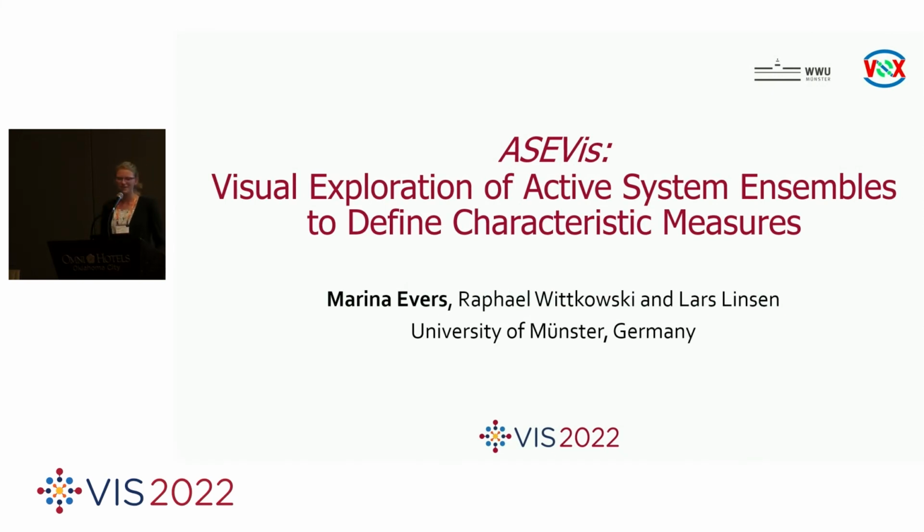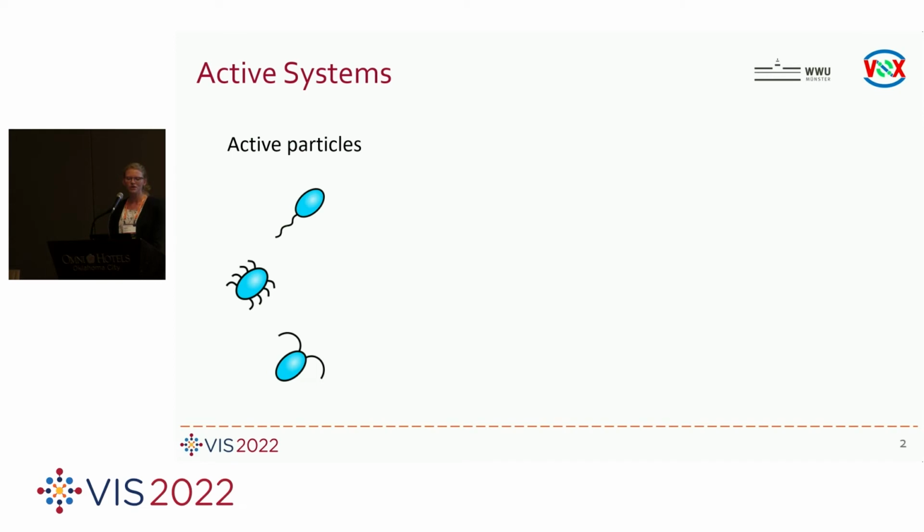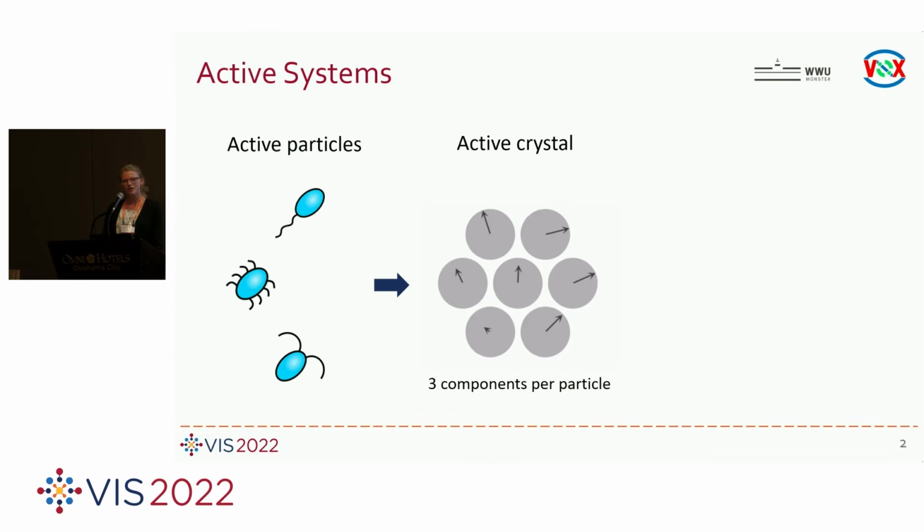Hi, I'm Marina Evers, and I will present our approach ASIVIS for the visual exploration of active system ensembles to define characteristic measures. So let's first look into what active systems are. Active particles are particles that can take energy from their surroundings and use it to propel themselves. One example is bacteria. If those active particles are then fixed in their positions on a crystalline grid, we obtain an active crystal.